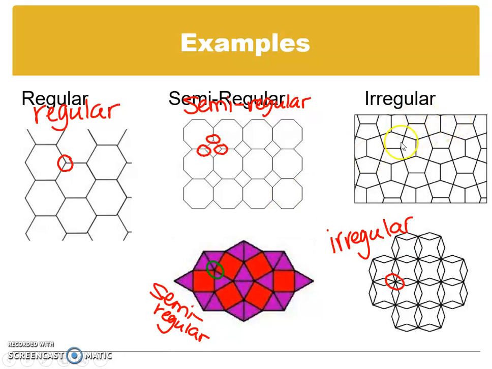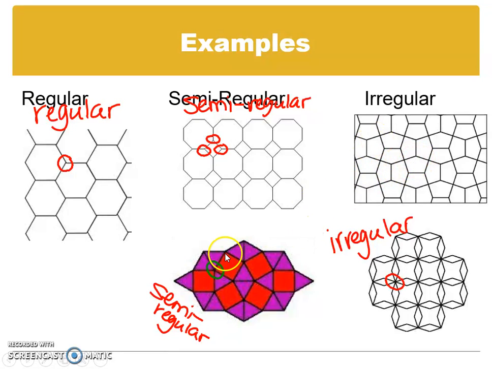And then this one is irregular because some of them are not regular polygons. They're different lengths. So this is an irregular pattern. So this is a regular polygon pattern, a semi-regular tessellation, because you have two regular polygons making the pattern, and this one is just an irregular pattern, so an irregular tessellation.